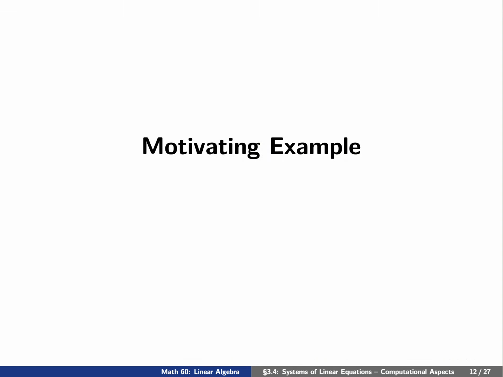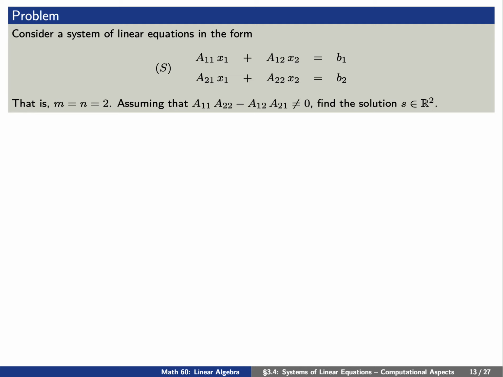Today we'd like to talk about how to practically solve such a system of equations. We'll give a motivating example to explain how we're going to do this in the future. Let's consider a system of two equations and two unknowns. We'll assume for the moment that we have the following identity: A11 times A22 minus A12 times A21 does not equal 0. Assuming this, we'll try to find a solution S.